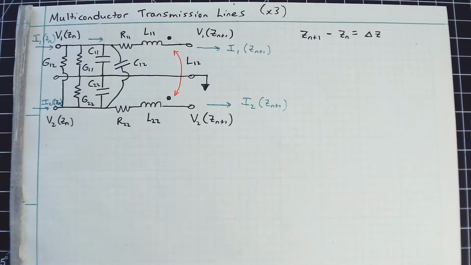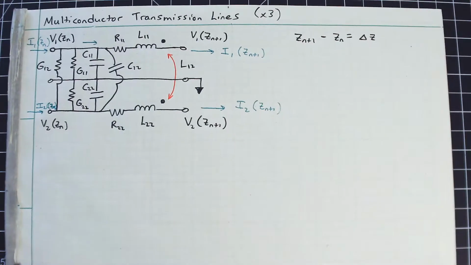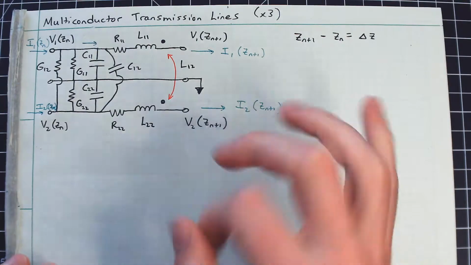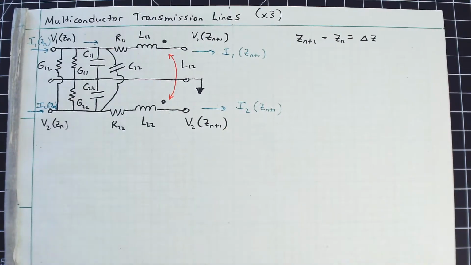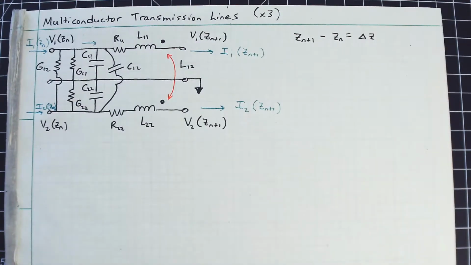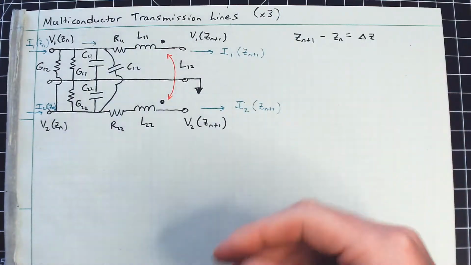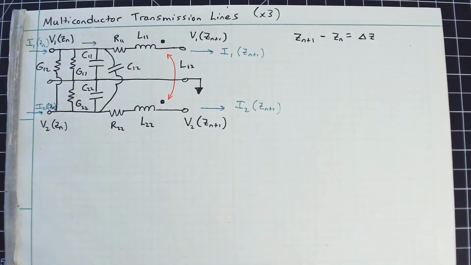Hey everyone, let's talk about the theory of multi-conductor transmission lines. So I've drawn a crude schematic for a three-conductor transmission line, but the basic derivation here can actually be extended out to any arbitrary number of lines.